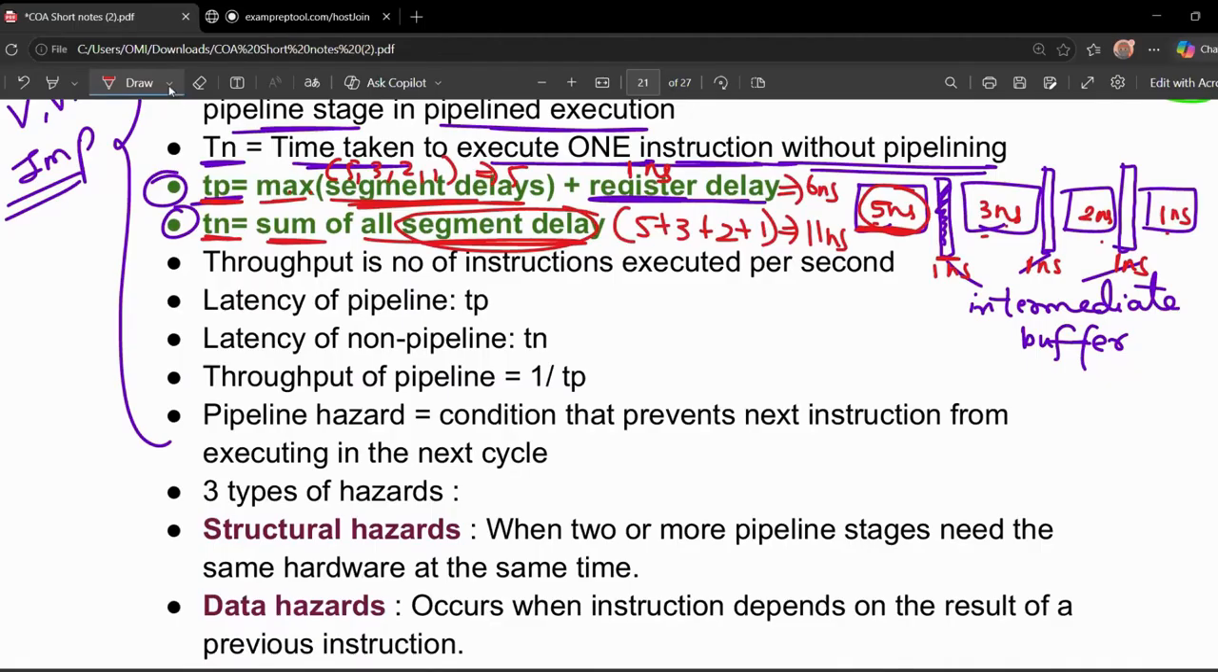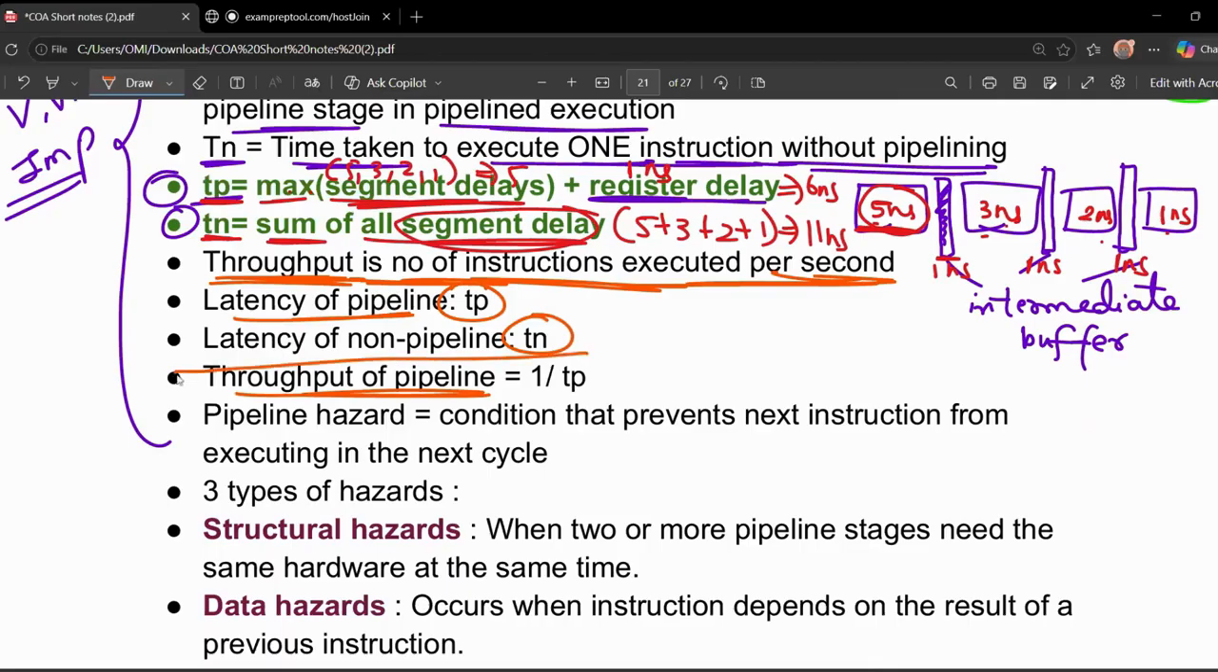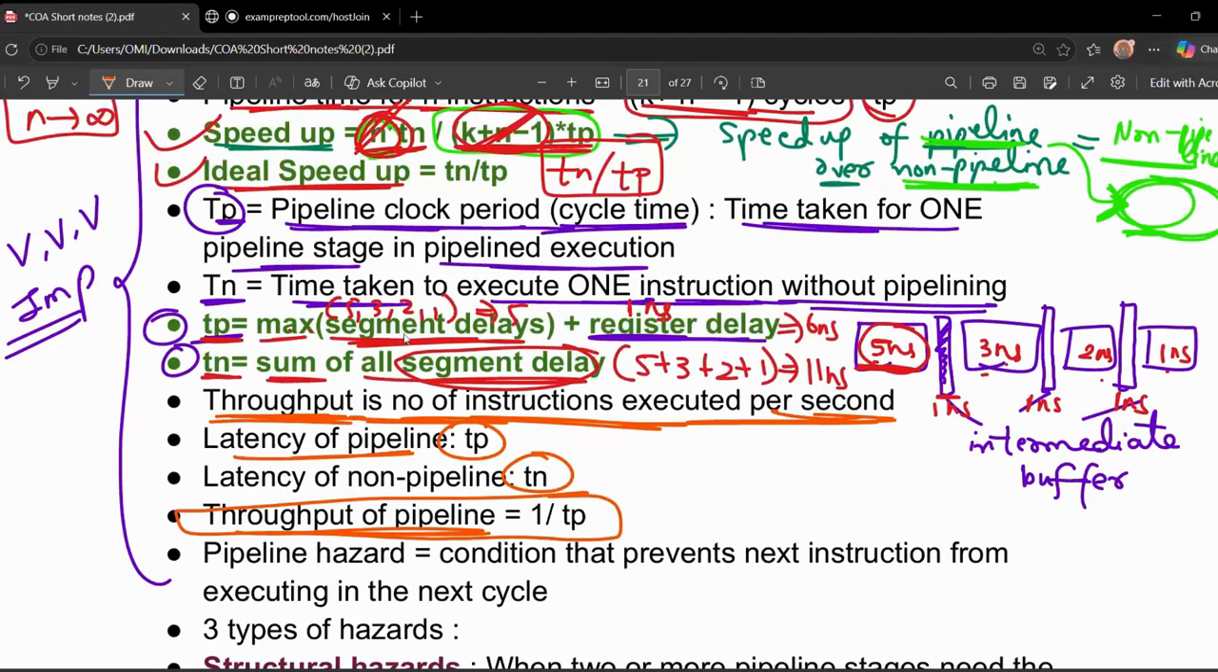Now, the next important thing is throughput. First of all, what is throughput? Throughput is the number of instructions executed per second. So what is the throughput formula? The throughput formula is 1 divided by Tp. Directly you can find it. Here we have to find the throughput of the pipeline.